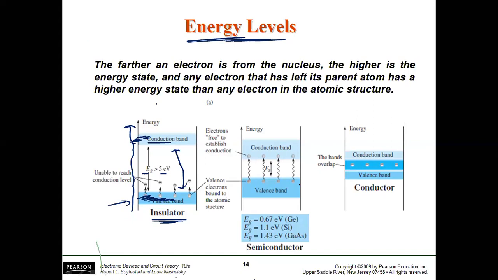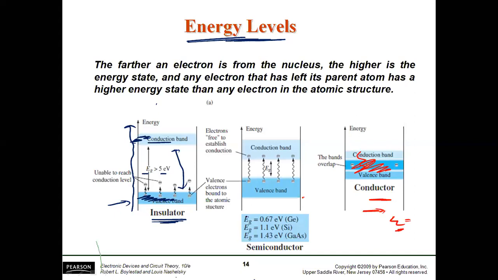Okay, for a conductor, it overlaps. The conduction band and valence band overlap. Okay, so there is overlapping. That's why just by applying a small amount of voltage or electric field, current starts flowing across them. It has a very low resistance level.